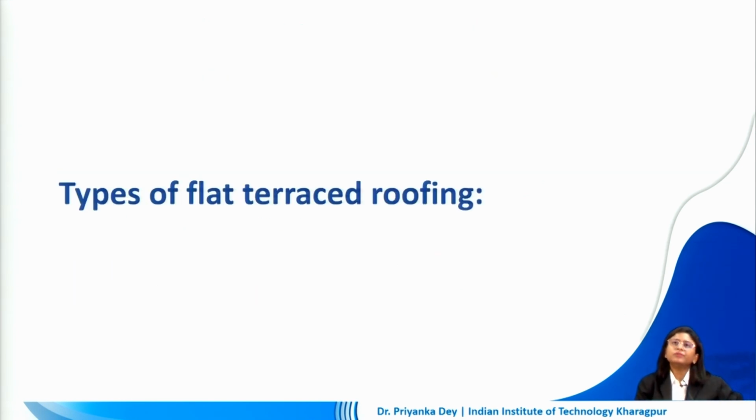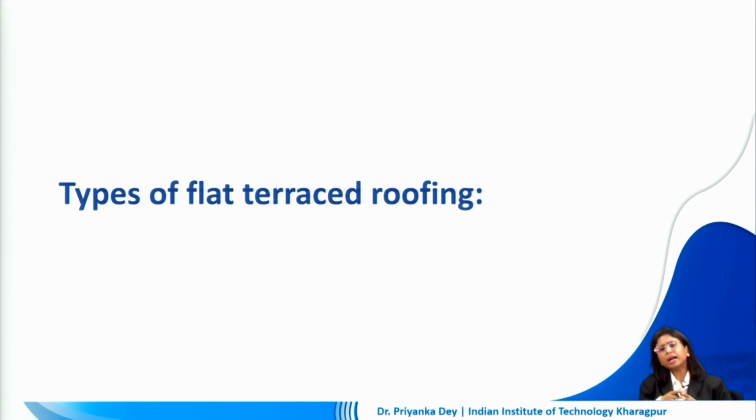So now that we understand what we mean by flat roofs, that is roofs which have less than 10 degrees of slope, and we also understand the advantages and disadvantages of architecturally applying this type of roof in our construction, let's now dive into the types of flat roof terracing that we can do. What is the material that we can use to top up our roof construction?